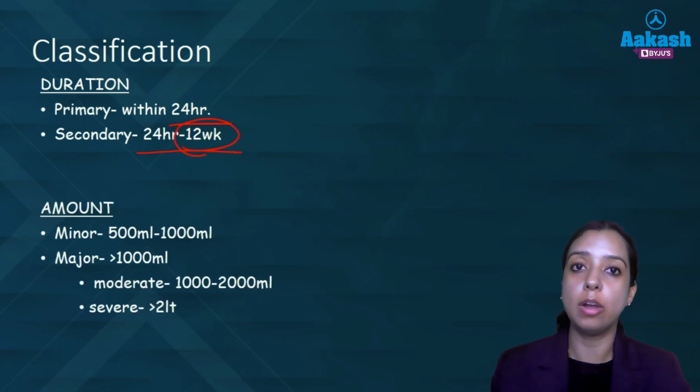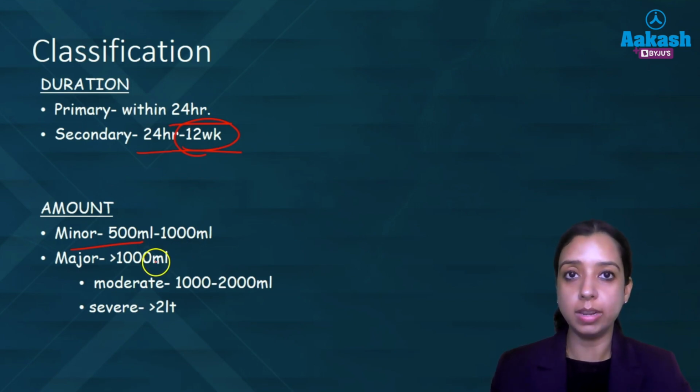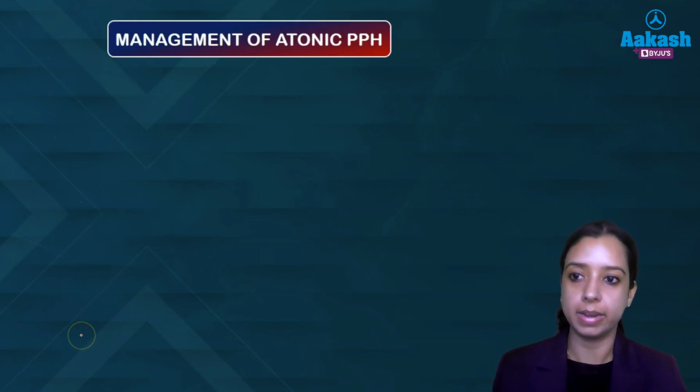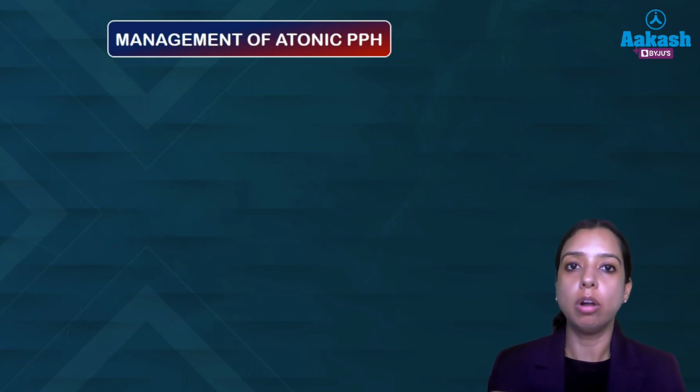Then another way of classification is based on the amount of blood loss. So minor is if the blood loss is 500 ml to 1 liter. Anything more than 1 liter is major. Now major is again divided into moderate and severe. Severe means more than 2 liter. Okay, so minor means less than 1 liter, major means more than 1 liter, more than 2 liter is severe blood loss, right? So let's talk of the management.